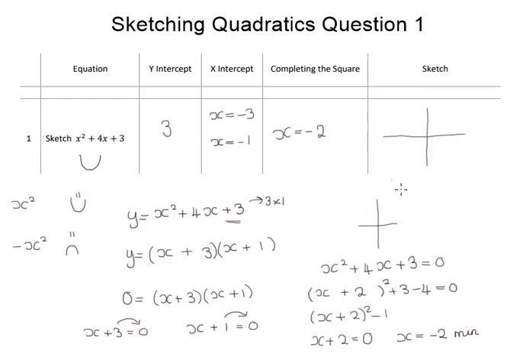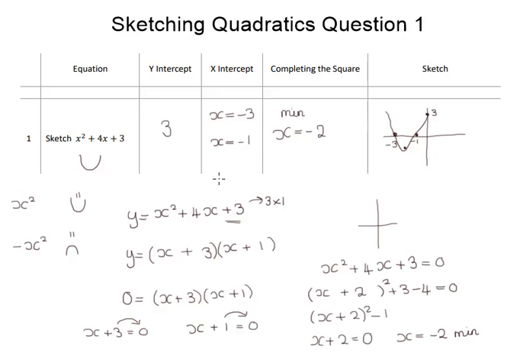Please ignore all my wiggly lines. So we know that it intercepts the axes. x is minus 3, so somewhere here, and x is minus 1, so somewhere here. We also know that the minimum point is when x is minus 2, so I've got a smallest point here at minus 2. I also know it crosses my y-axis at 3. And now it's just a matter of dot to dot and making it into that happy face that we are used to doing when we have a positive x squared graph.